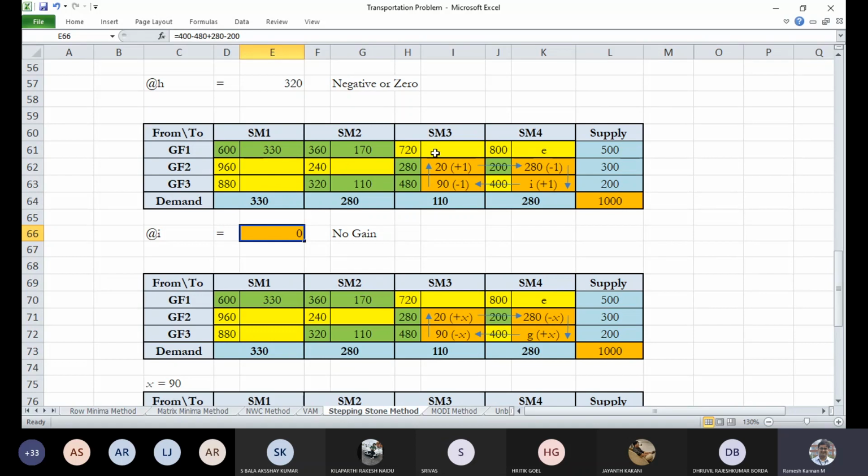Starting from D, E, F, G, H, and I, right? So all the parameters, none of them yields a negative value or a 0 except I. So we'll take that particular one, and that particular loop is retained. Then instead of 1, we will put plus x. X is a quantity that we need to supply, so 20 plus x, and 280 minus x, and 90 minus x, and this particular I cell, which is nothing but just an x, right? For clarity I removed the I. It is just an x.